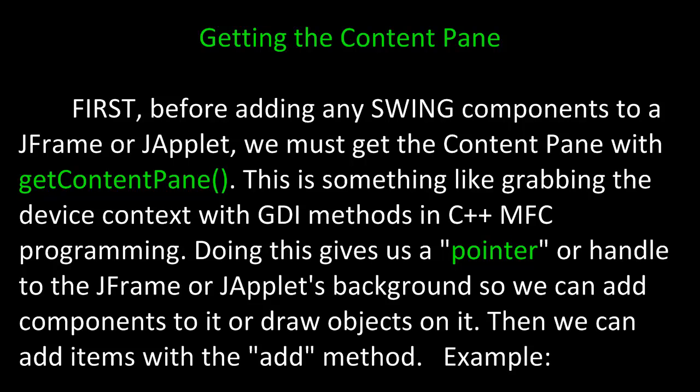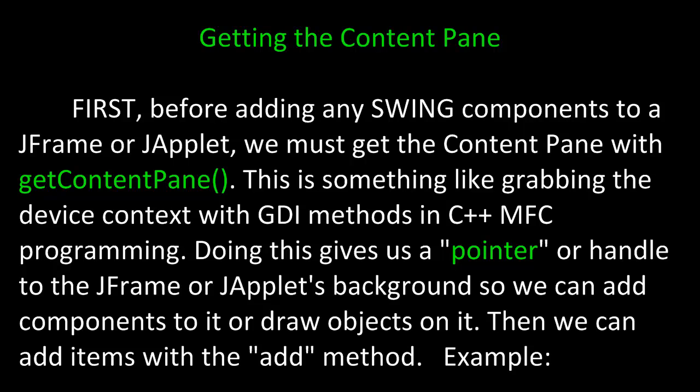Before we get into each component, let's cover some preliminaries. One of the first preliminaries we need to cover is getting the content pane. Before adding any Swing components to a JFrame or JApplet, we must get the content pane by calling the method getContentPane. This is something like grabbing the device context with GDI methods in C++ MFC programming. Doing this gives us a pointer or handle to the JFrame or JApplet's background, so we can add components to it or draw objects on it.